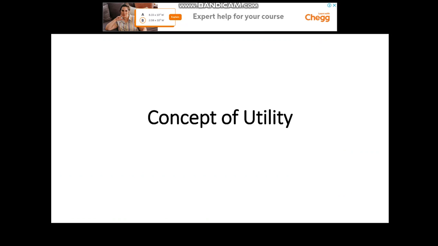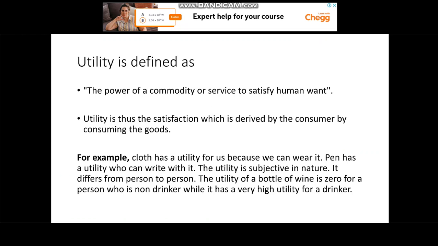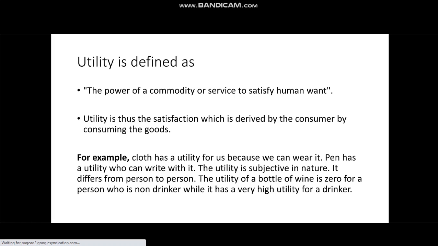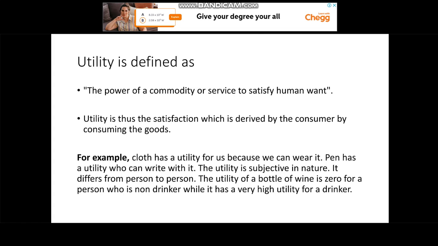Today, our topic is the concept of utility. Utility is defined as the power of a commodity or service to satisfy human want. Utility is thus the satisfaction which is derived by the consumer by consuming the goods. For example, cloth has a utility for us because we can wear it. A pen has a utility because we can write with it.